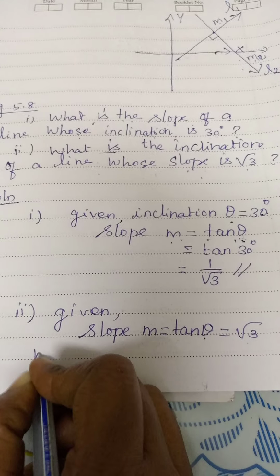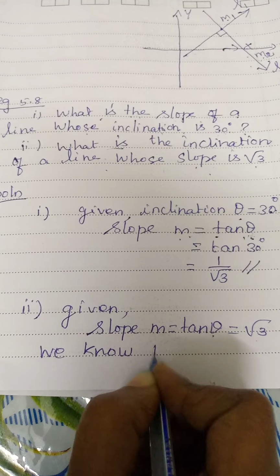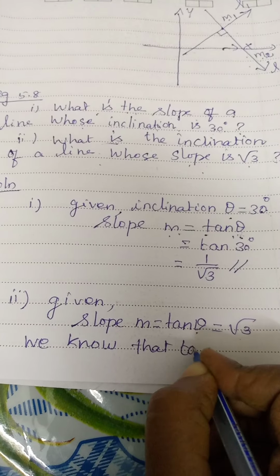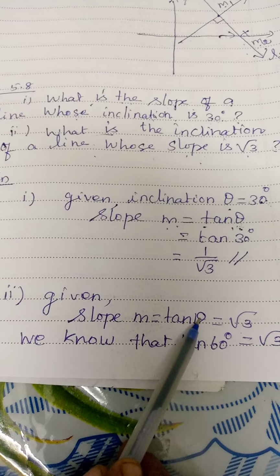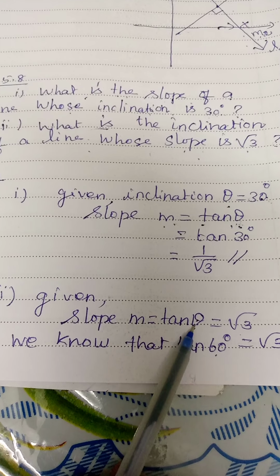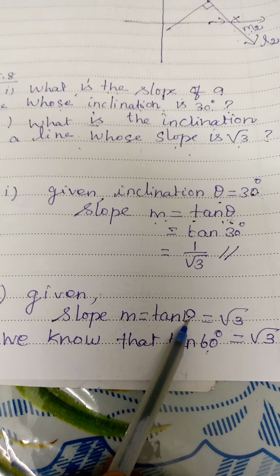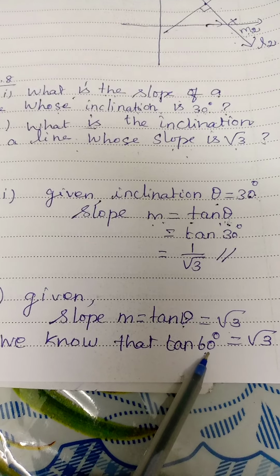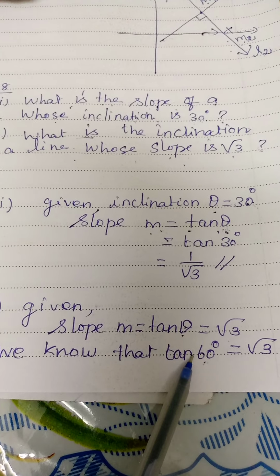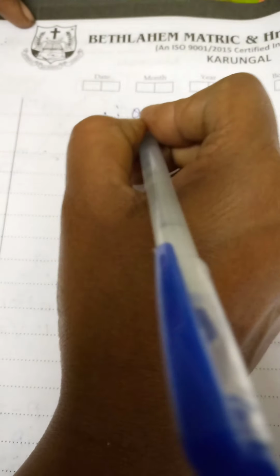So we know that tan 60 degree is equal to root 3. So in place of theta we have 60 degrees. This theta only we have to find out. So what is the value of theta? Theta equal to 60 degree. That is the answer. Did you understand? Therefore theta equal to 60 degree. Understand students? Okay.